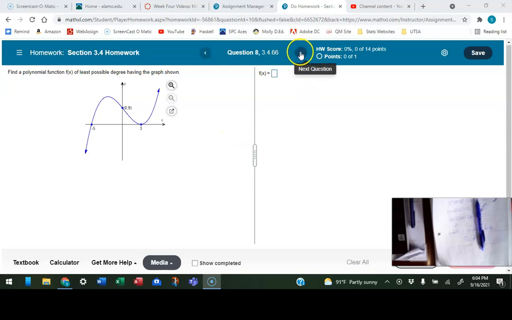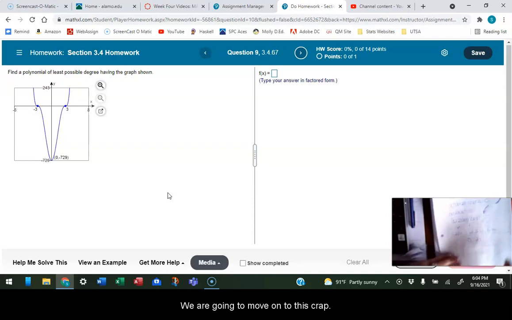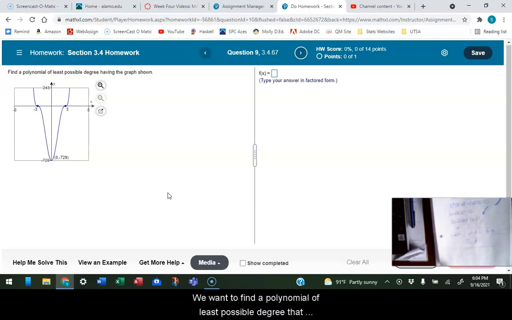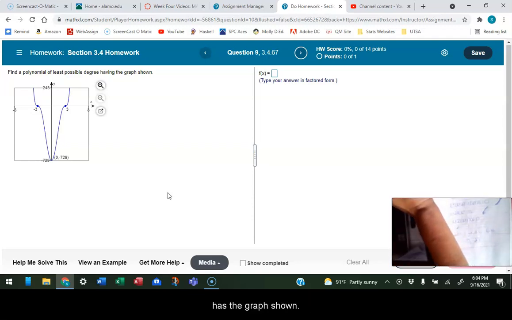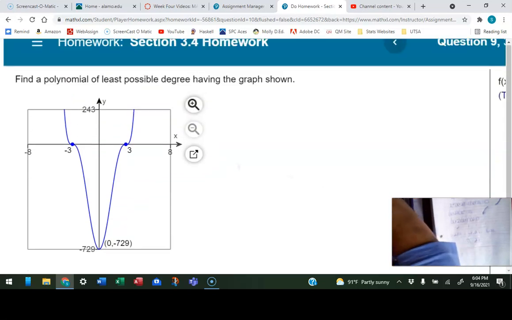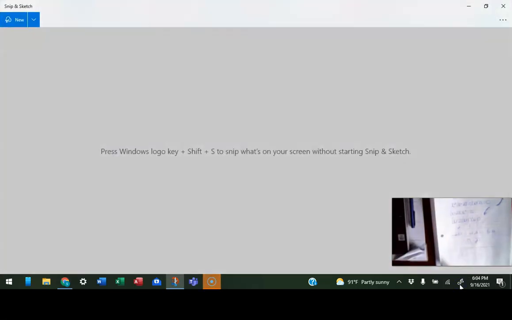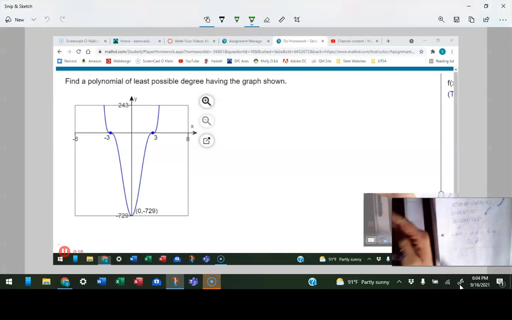All right, so we are going to move on to this graph. We want to find a polynomial of least possible degree that has the graph shown. So let me zoom in on this thing, and we are going to look and see what we can figure out from the graph.